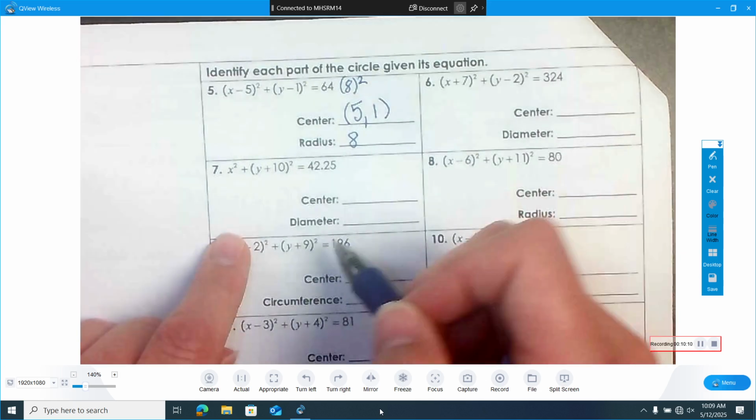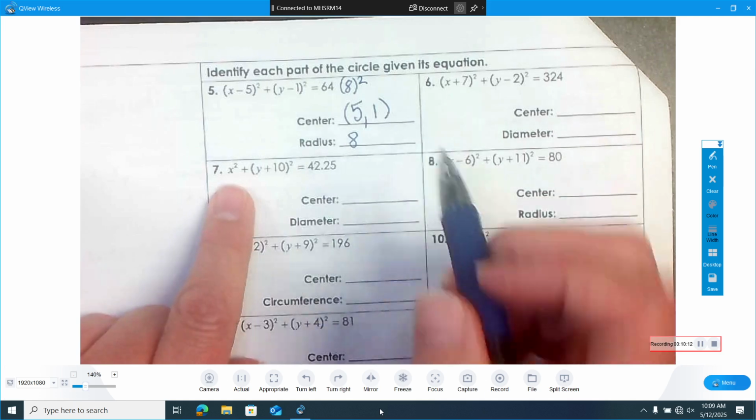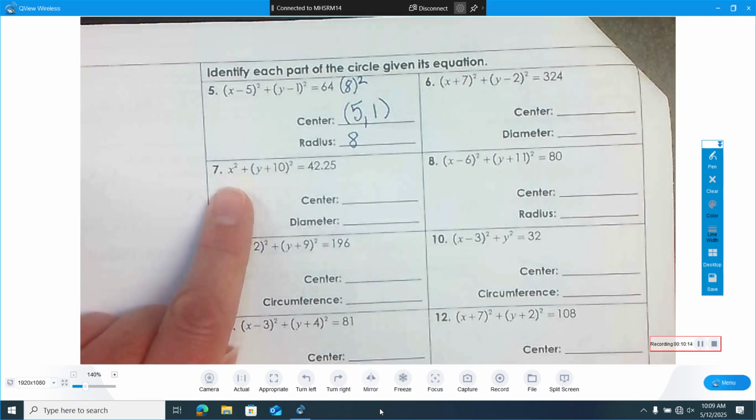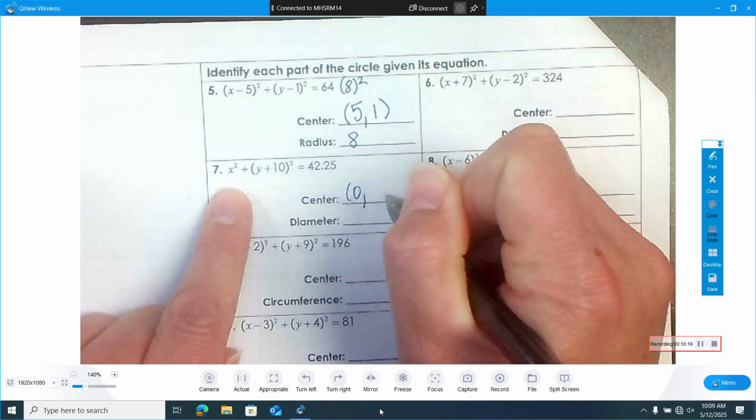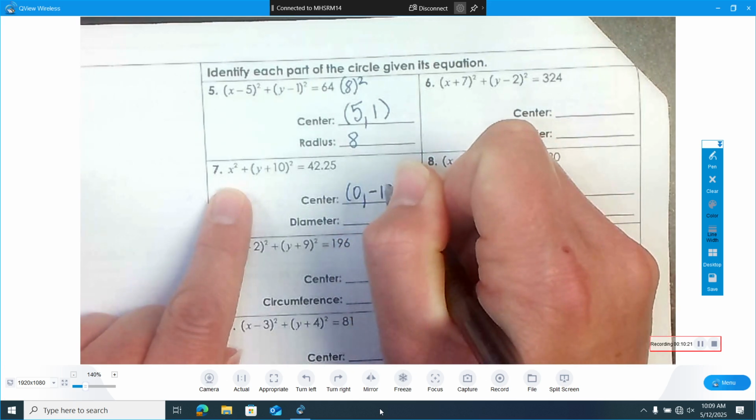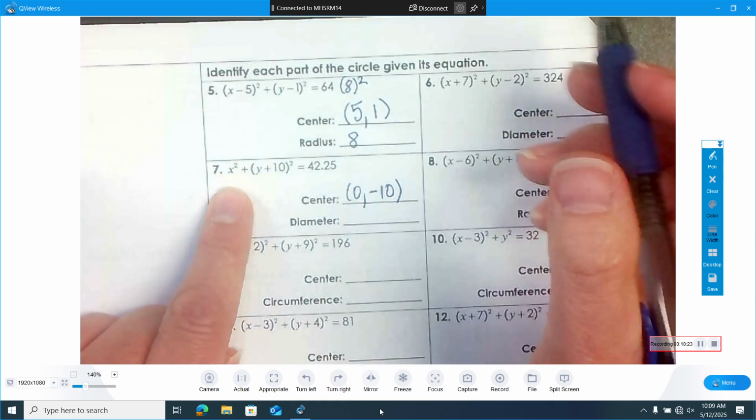I do see a negative 0. You don't. There isn't. It's just 0. All right, what about number 7? What is the center? 0, negative 10. All right, 0, negative 10.